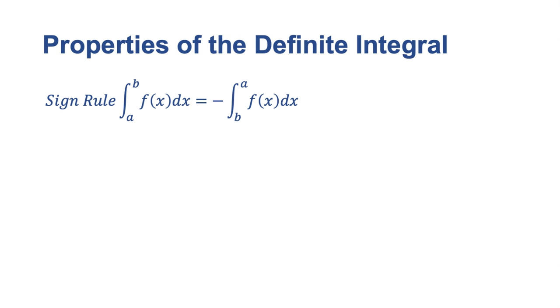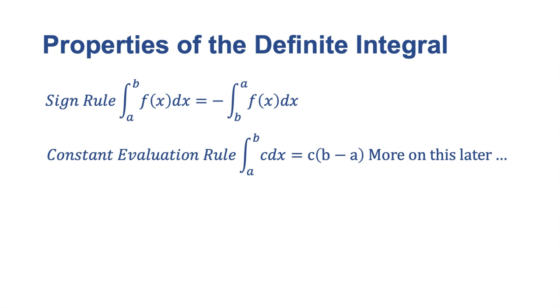So we have what I call the sign rule. This basically means that if I switch the bounds, it's going to be the negative of the original. So the integral from a to b of f of x dx is going to be equal to the negative integral from b to a of f of x dx. It's a pretty easy property to understand.